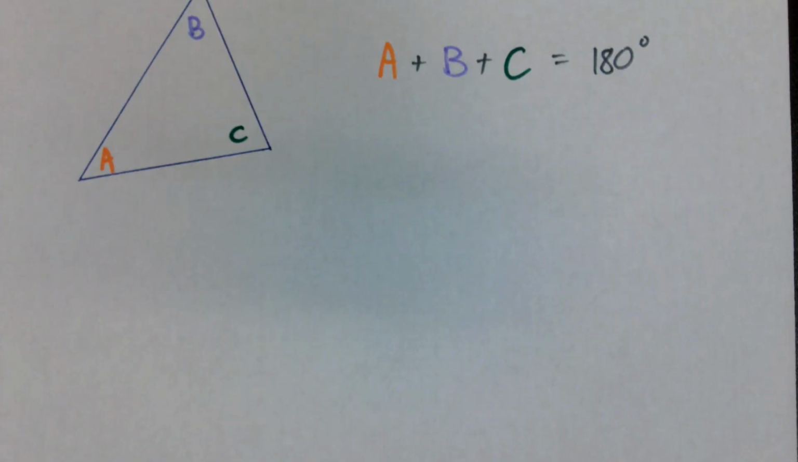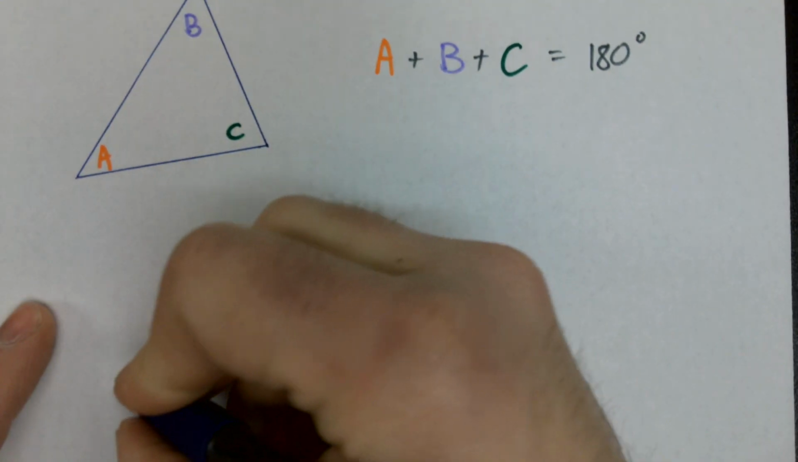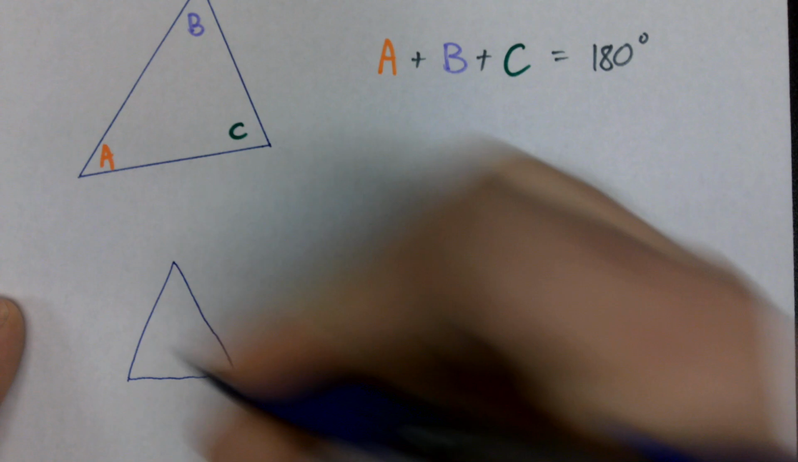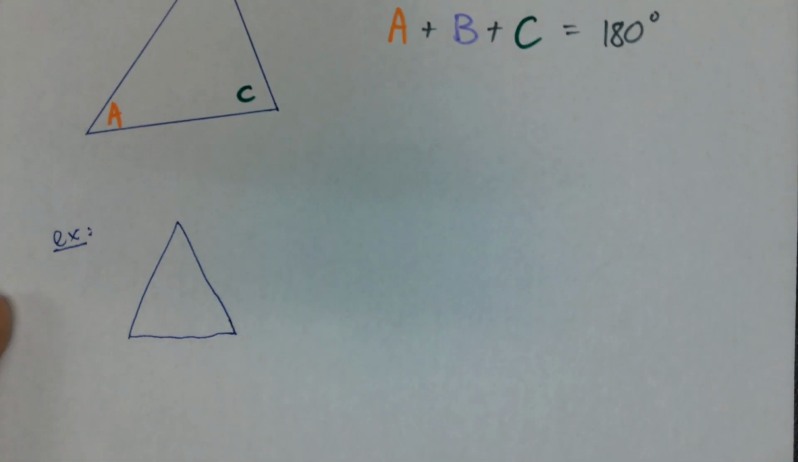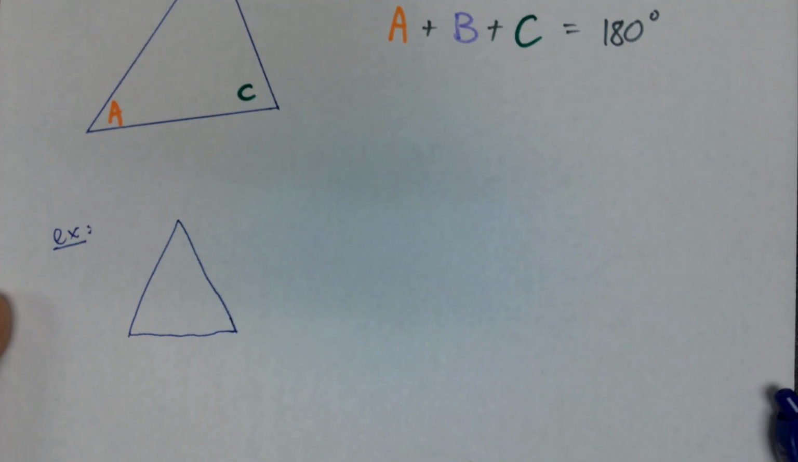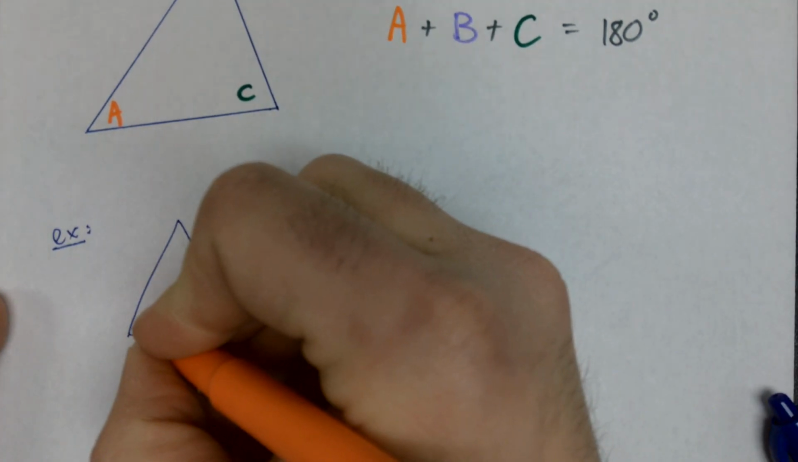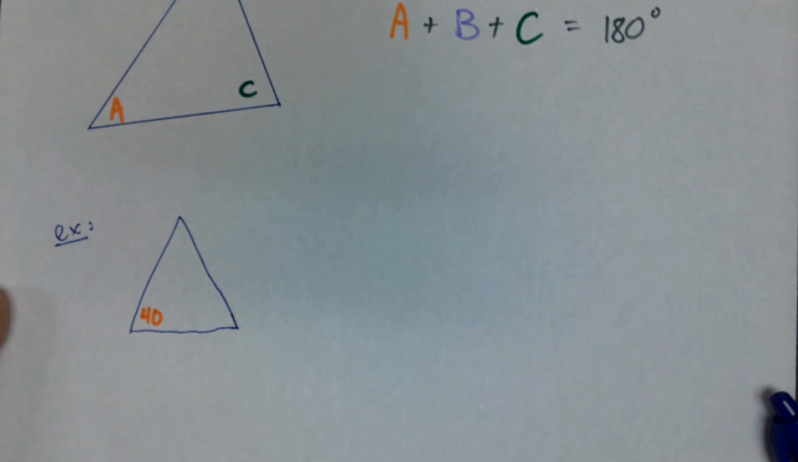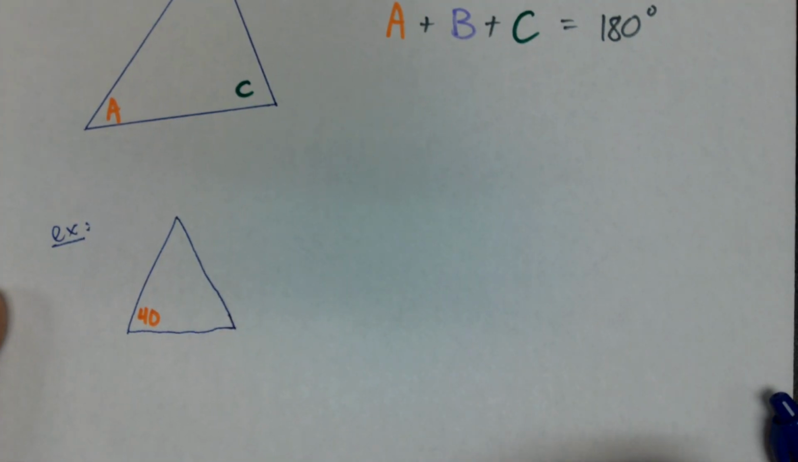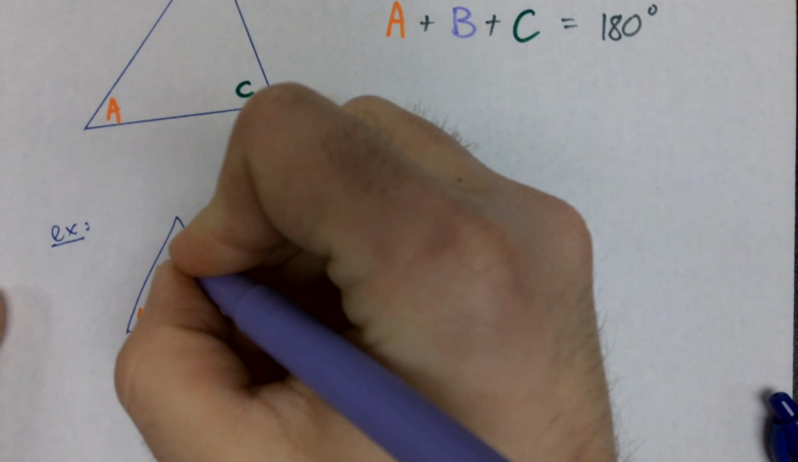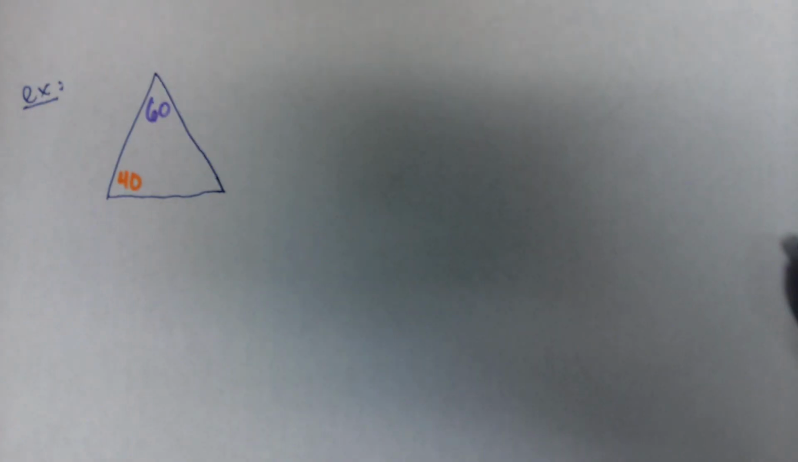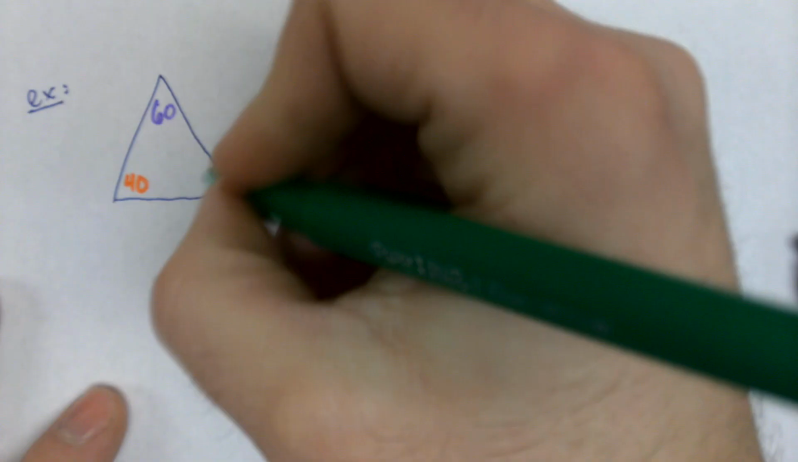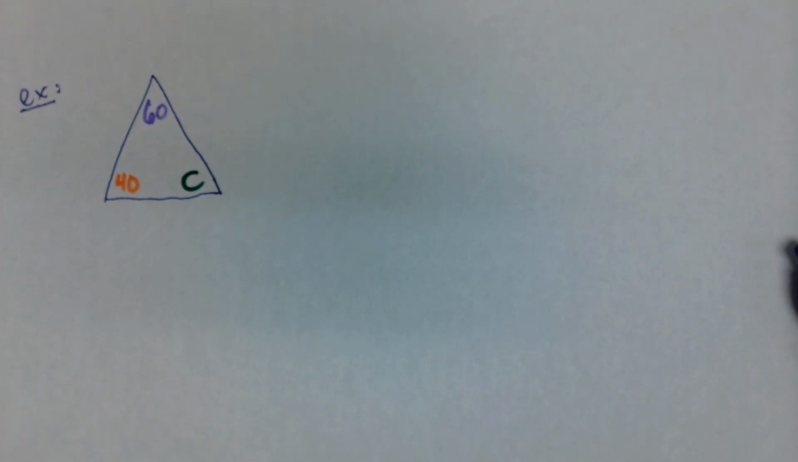So if we have a triangle, I'm not going to use my ruler, but if we have a triangle like this, right, here's our triangle. And let's say we know that one of our angles is, let's go 40 degrees. And we know that another angle is, let's just say 60 degrees. I know it's not drawn to scale, but it doesn't matter. And we're trying to find angle C. This is going to be kind of like what the problems on our worksheet today look like.